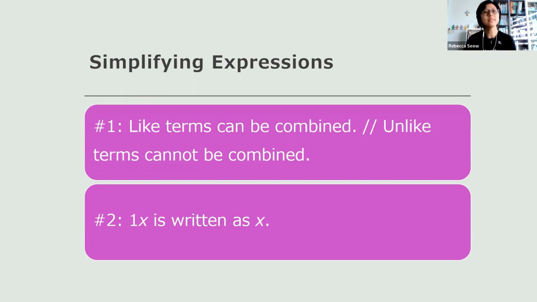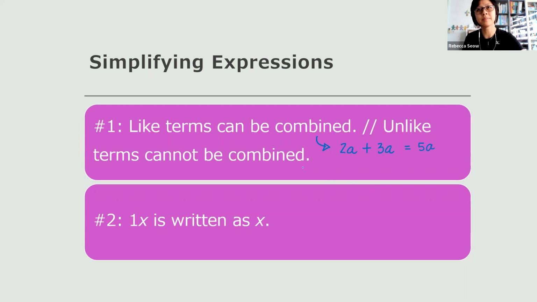Now, 2 things you need to remember when you simplify expressions. Number 1, like terms can be combined. Unlike terms cannot be combined. What do I mean by that? Now, like terms refers to terms like 2a plus 3a. Okay? Both terms are terms containing the unknown a. They are like terms. So 2a plus 3a gives you 5a.